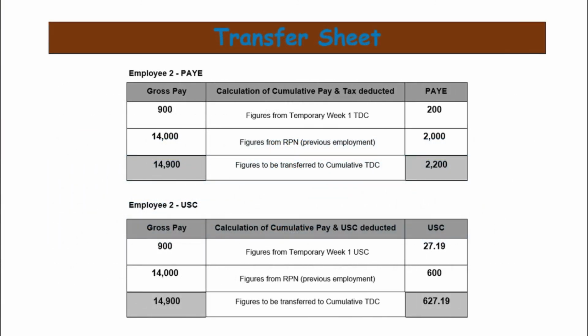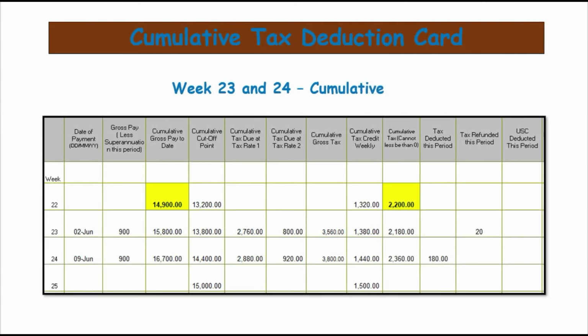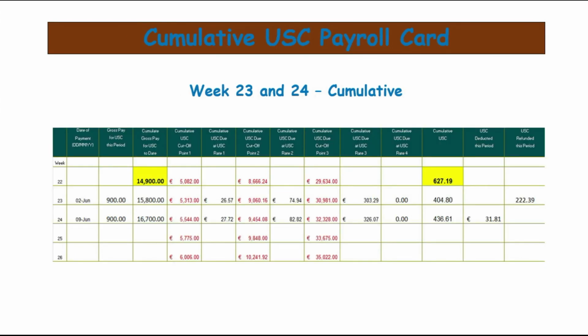The transfer sheet is very useful to organize the figures before transferring them to the cumulative cards. As you can see, the figures from previous employment have been added to week 22, and the figures in the total boxes will be brought forward to the cumulative sheets. Once the figures are inserted in the cumulative sheets, week 23 and 24 can be completed as usual. Likewise, the USC can also be completed.